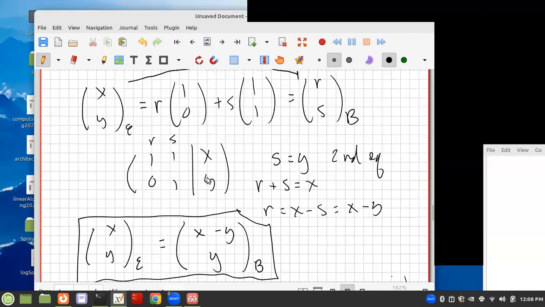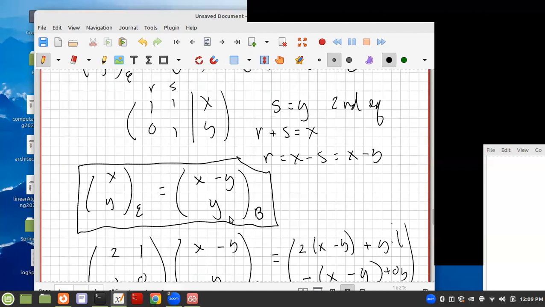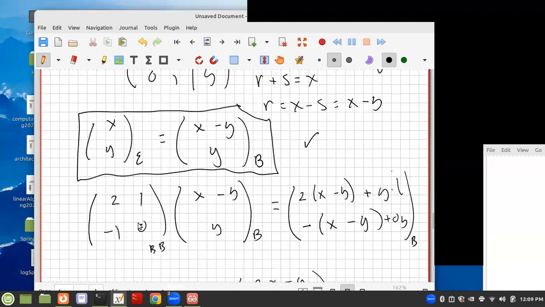Okay, this is already in echelon form. So we have s equals y. So that's okay. And then we have r plus s equals x, r equals x minus s, r equals x. So this looks correct. And we can do the multiplication here. So it could be somewhere in here.